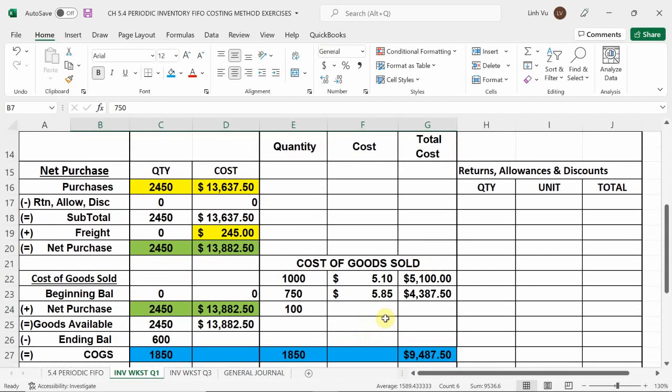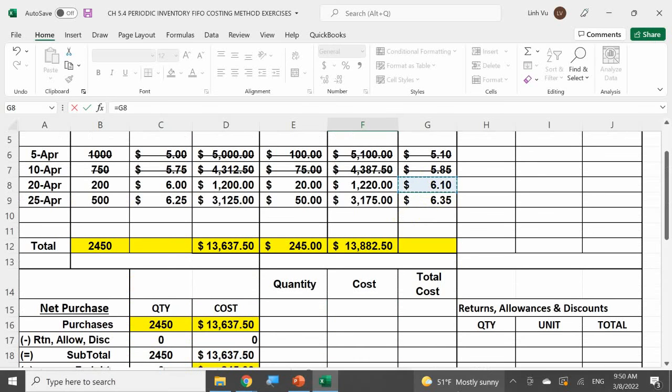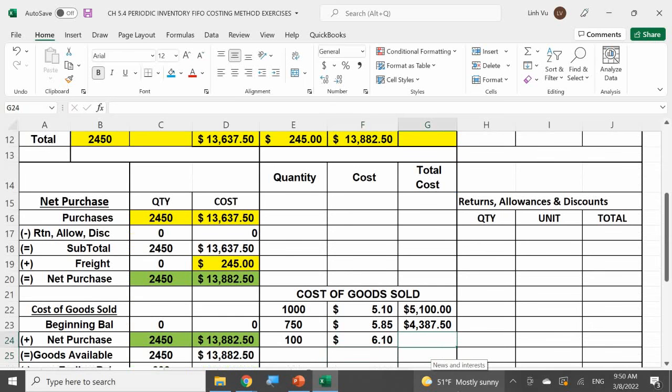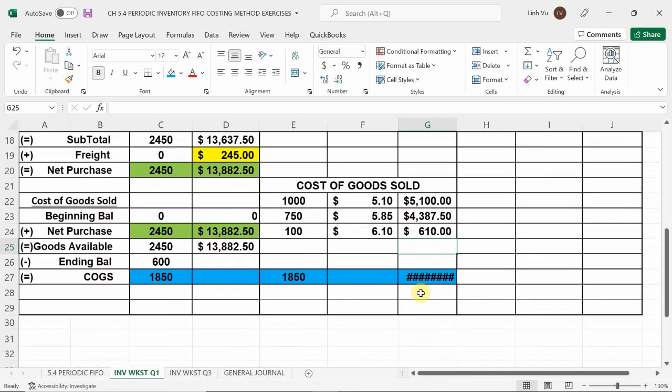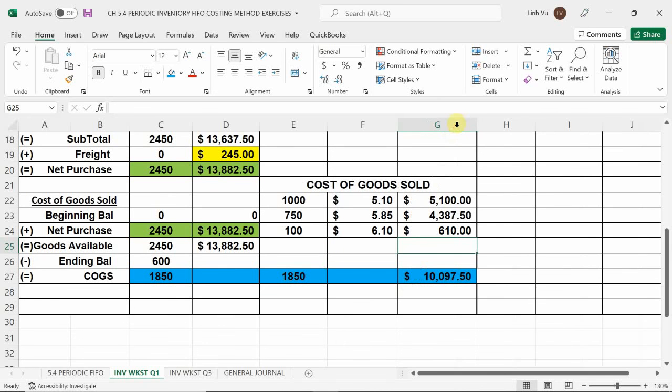$6.10 per item. Okay? So I'm going to self-reference that right here, that it's going to cost me $6.10. Therefore, how much is it going to cost me to sell 100 items at $6.10? $610. And again, that will tally up my total. So I have $1,850, giving me a grand total of $10,097.50. So that's where this number comes from.